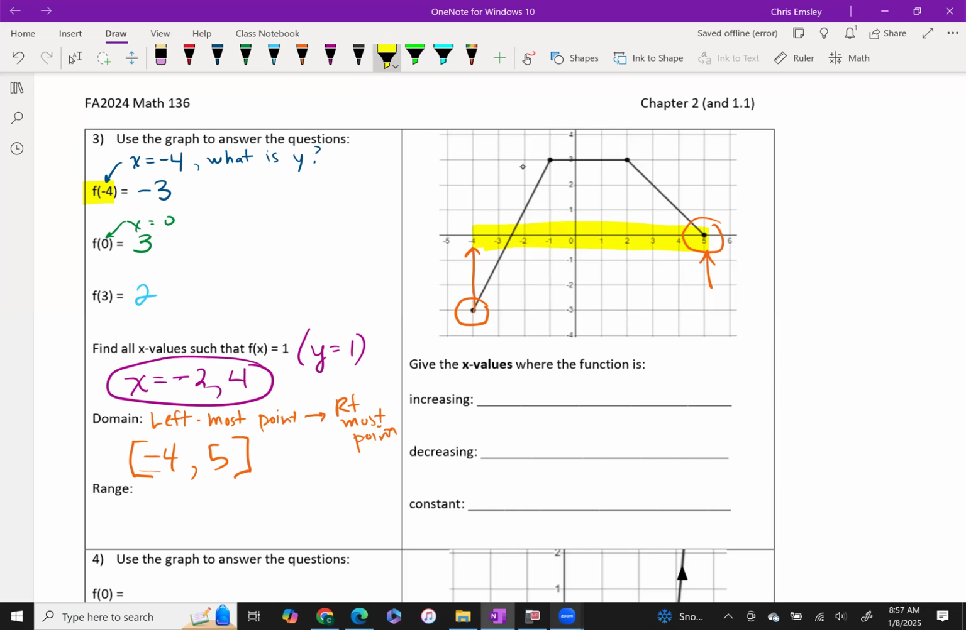That is our domain. And we can do a similar technique for finding the range, except instead of looking at the leftmost point and the rightmost point, we want to start with the lowest point. Circle it. Well, it's right here. It's the same one, but this time we don't want to look at its x value. We want to look at its y value because we're looking at range this time, and range is the set of y values. So our range for this graph begins at y equals -3.